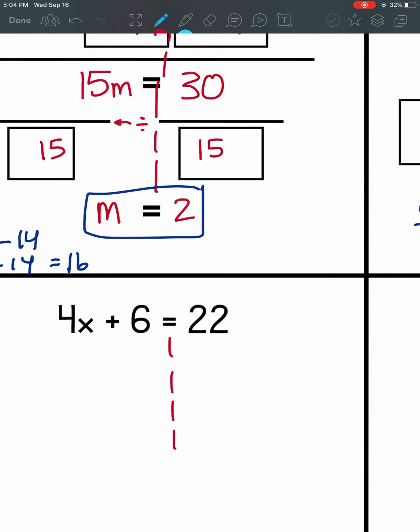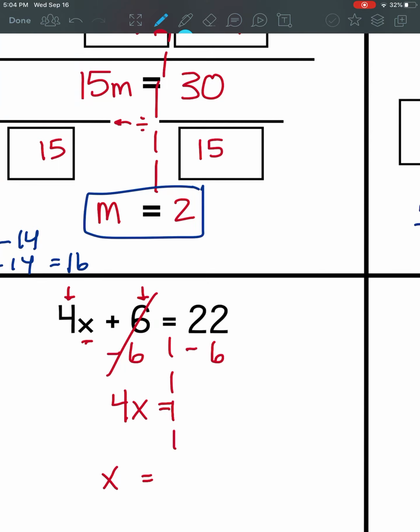All right, the next two, we don't have those boxes to guide us. So the process is still the same. Find where the variable is. We want to get that by itself. There's two numbers we need to get rid of. The one that is further away from the variable, the one that's not right next to it, is what we want to get rid of first. So do the opposite operation and do it to both sides.